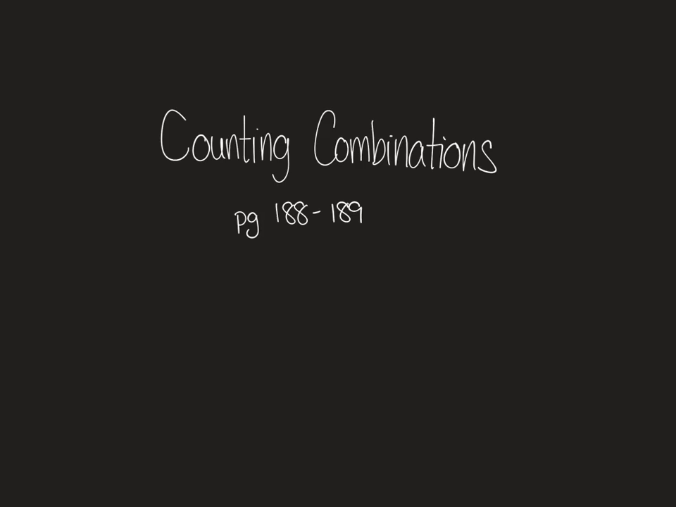Today's lesson is on counting combinations, and it covers pages 188 and 189. Questions 1, 2, and 3 all follow the same set of directions, so I will do question 1 with you to kind of show you how it works. So the overall instructions at the top ask you to answer parts A and B and then write the list of combinations you can make with spinning the color and the number.